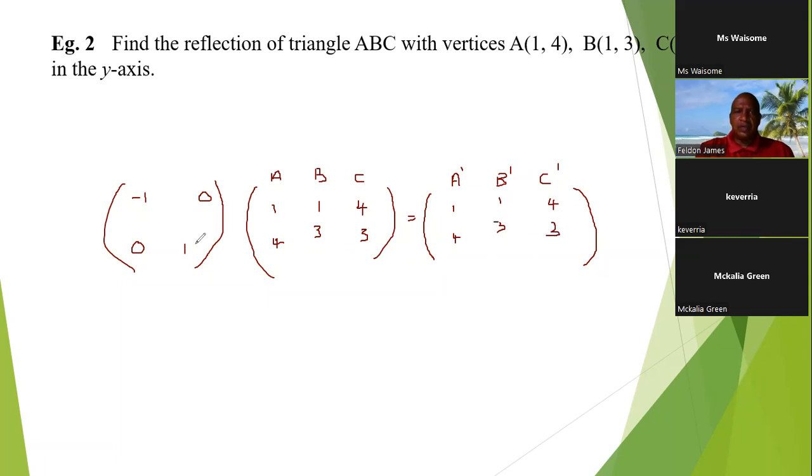All right, so what do you do next? What you notice is that there's a -1 up here. So how will that affect the multiplication process? Everything up there, all the top row numbers, the image is going to be negative.